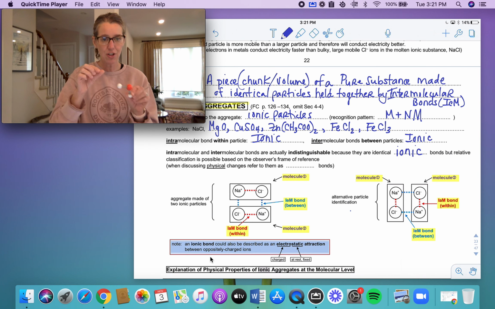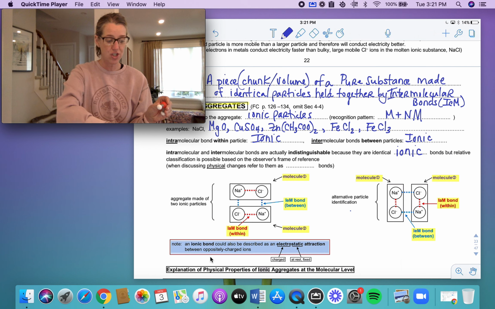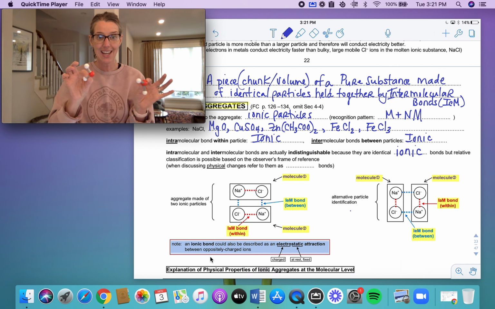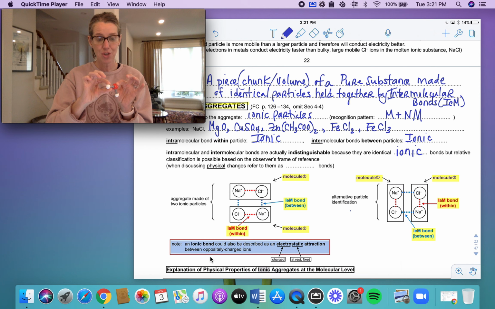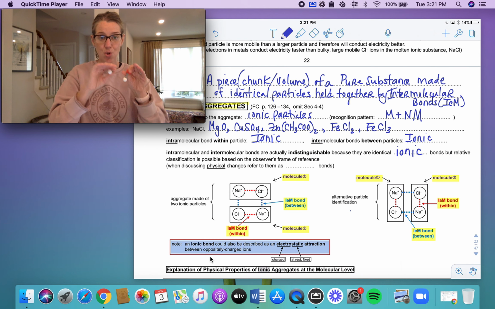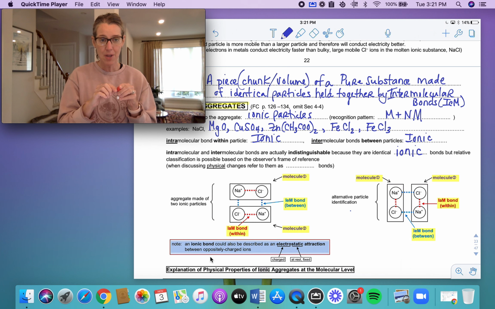So just like if you're looking at a molecular compound, if you're talking about a physical change, a change in state, you're talking about breaking the intermolecular bonds. And if you're talking about a chemical change where you have to break the inside bonds, that's an intramolecular bond, okay? So you're only going to use that when you're referencing the type of example that you're given. If it's a physical change, you're talking about the intermolecular bonds breaking. If it's a chemical change, you're talking about the intramolecular bonds.